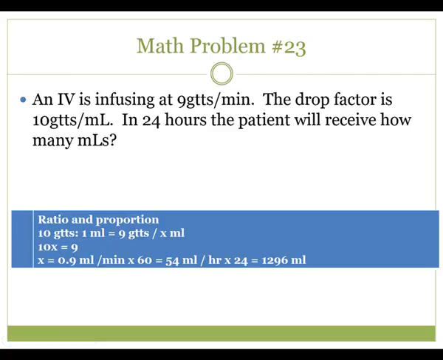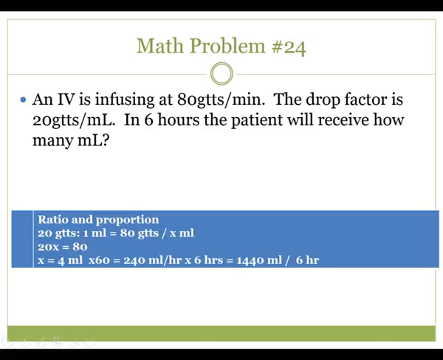If I'm giving him 9 drops a minute, I multiply that times 60, which comes out to 54 meals an hour, times 24 hours. That comes out to 1,296 meals in 24 hours.